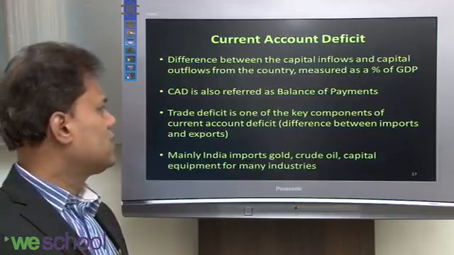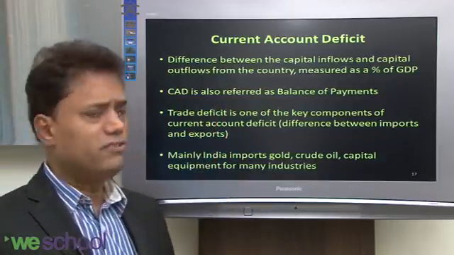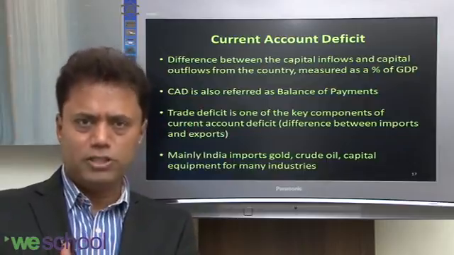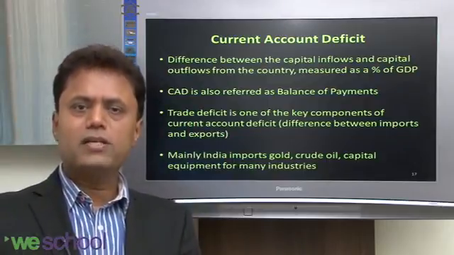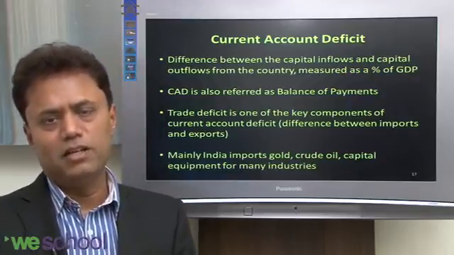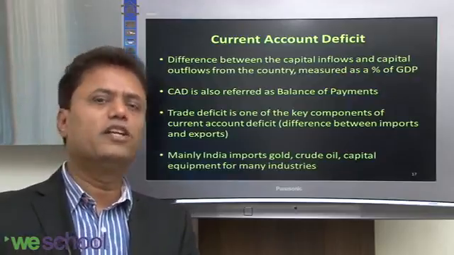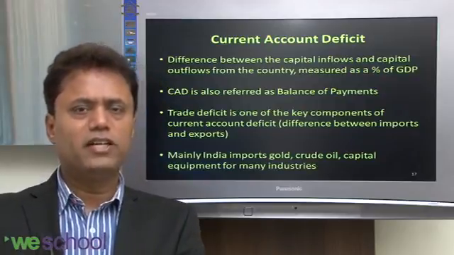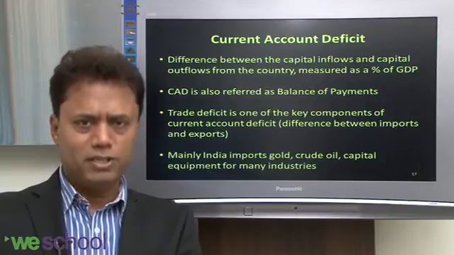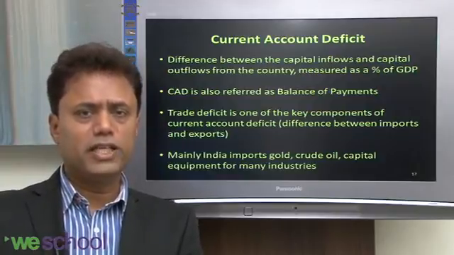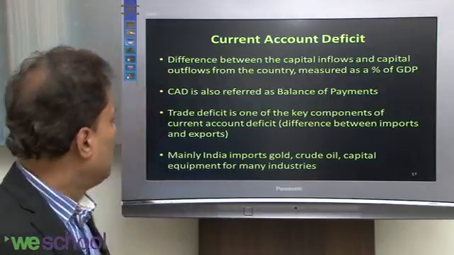CAD, current account deficit, is also referred to as balance of payments because we are positive. Surplus means positive, which is good news because we can take care of our consumption for the next 9 months, for example. With this $325 billion, we are quite funded from that perspective. Hypothetically, we have quite enough funds to take care of our imports.